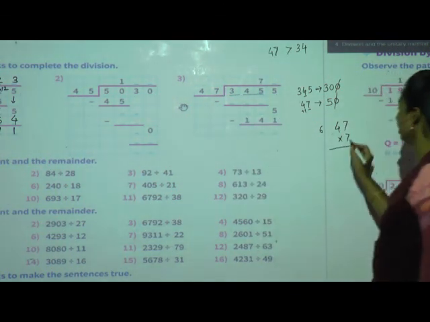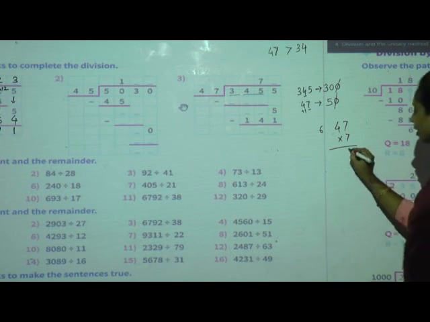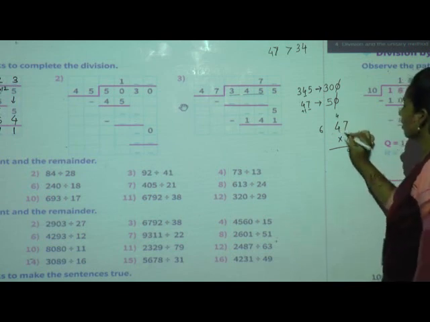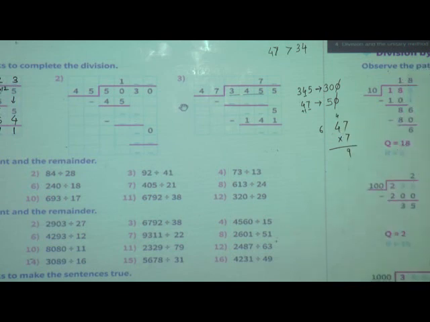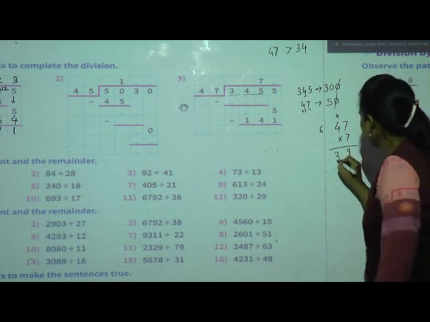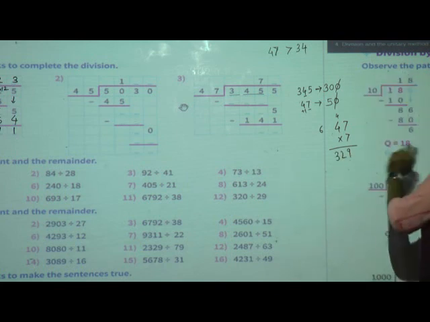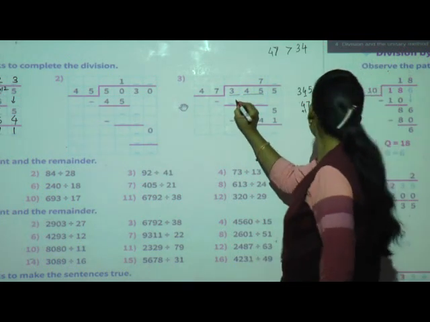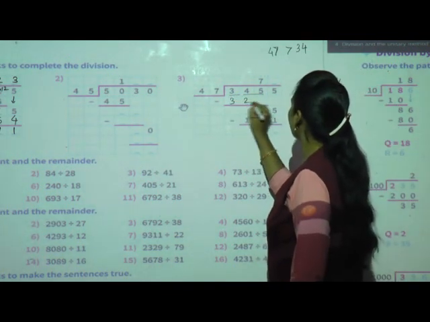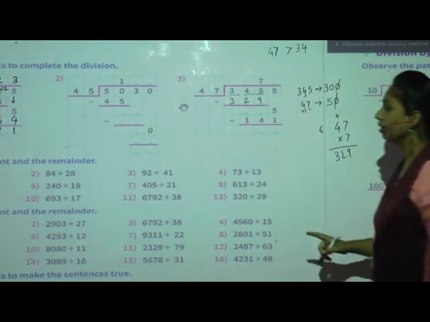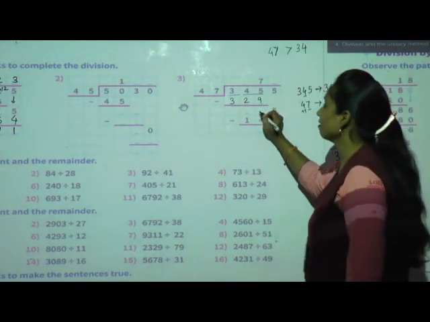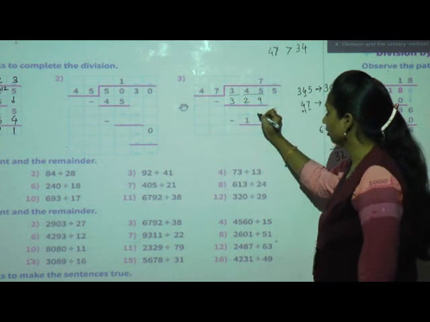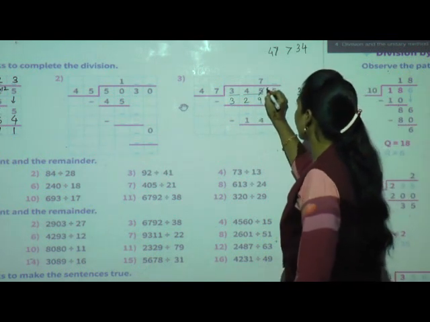They have given the hint. Now 7 sevens are 49. Now 7 fours are 28. 28 plus 4, 32. Now 329. See, they have already given it, so no need to check with another number. So directly I will place this number, 329. Now we have to do the subtraction. 5 minus 9, can we? No, we cannot. Cut the 5, write as it is.